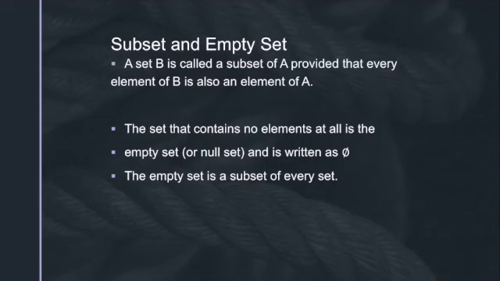A set B is called a subset of A, provided that every element of B is also an element of A. It's also important to know, as I talked about earlier, the set that contains no elements is called the empty set or null set, and we write it like this. And that the empty set is a subset of every set. It's possible to have a subset with no elements.